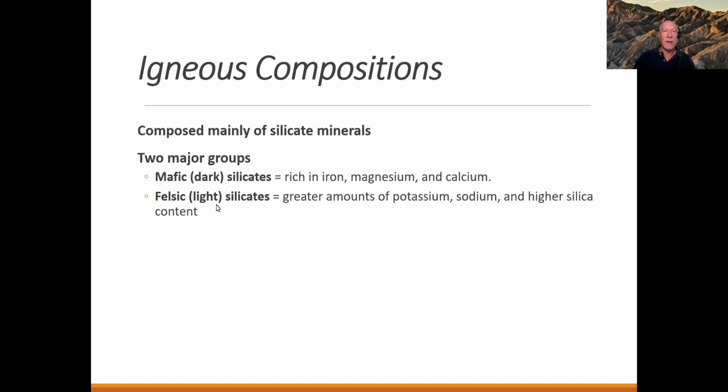There are felsic rocks, and these are lighter-colored rocks. These are going to be rich in potassium, sodium, and aluminum, and have a higher silica content. So in general, mafic rocks, because they're low in silica, generally will not have any quartz in them. Felsic rocks, because they're low in iron and magnesium, are not going to have things like pyroxene and olivine in them.